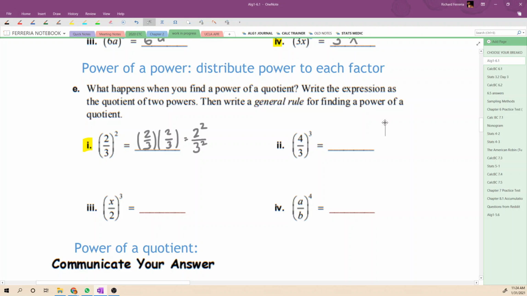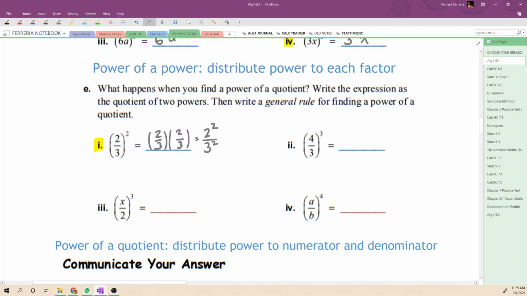And then on my denominator, I have 3 times 3, which is just 3 squared. So the rule here seems to be if we have the power of a quotient, we just need to distribute the power to the numerator and the denominator. Let's take a look at number 2. We've got 4/3 to the third power. So we'll just rewrite our quotient, and we'll give that third power to both the numerator and the denominator.